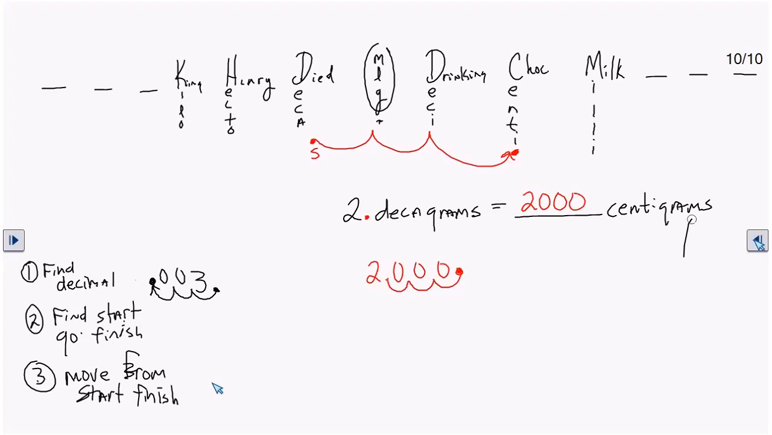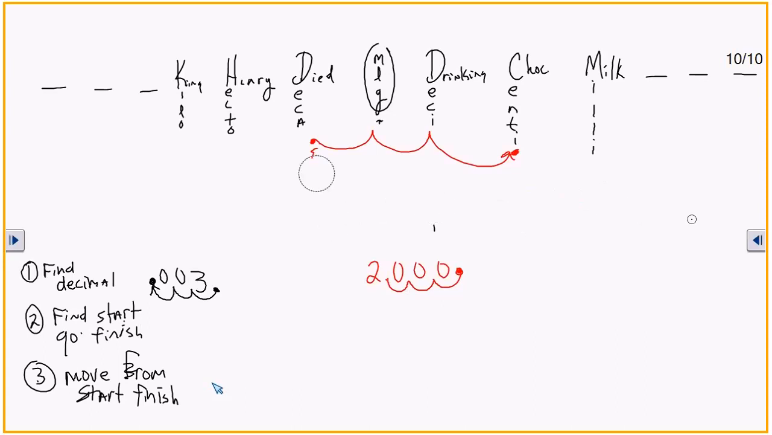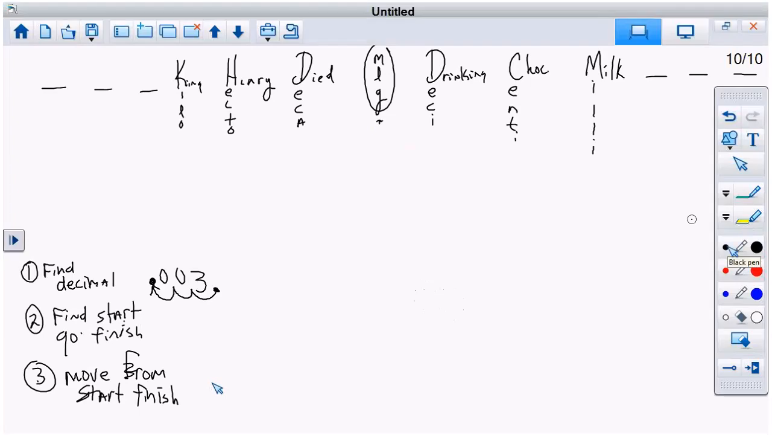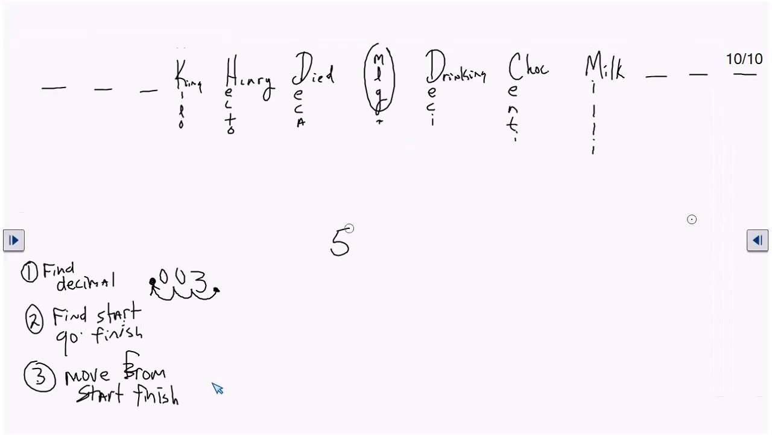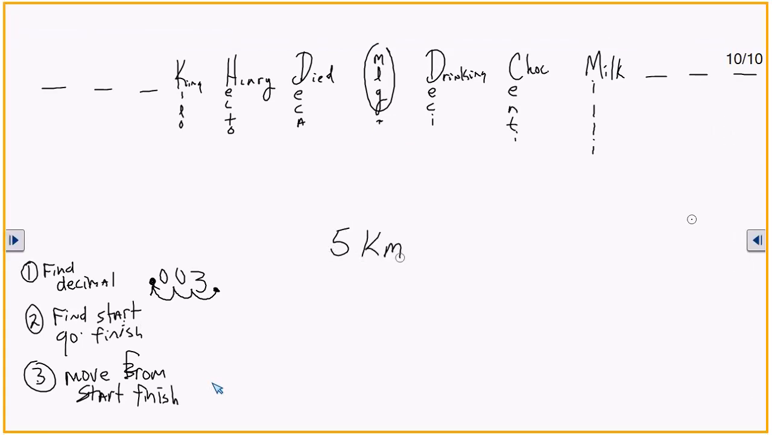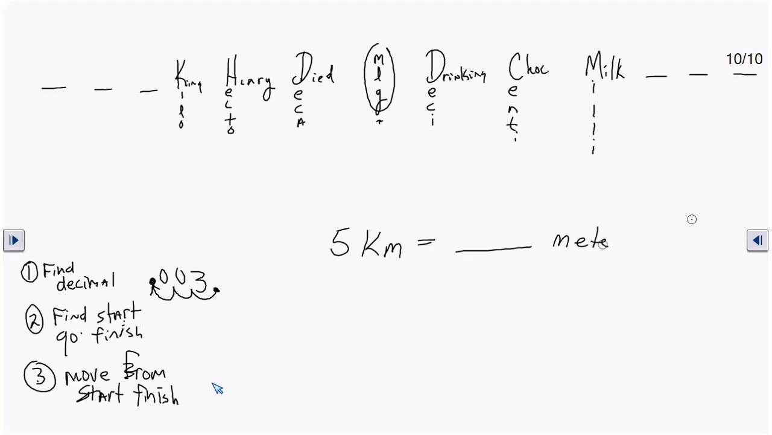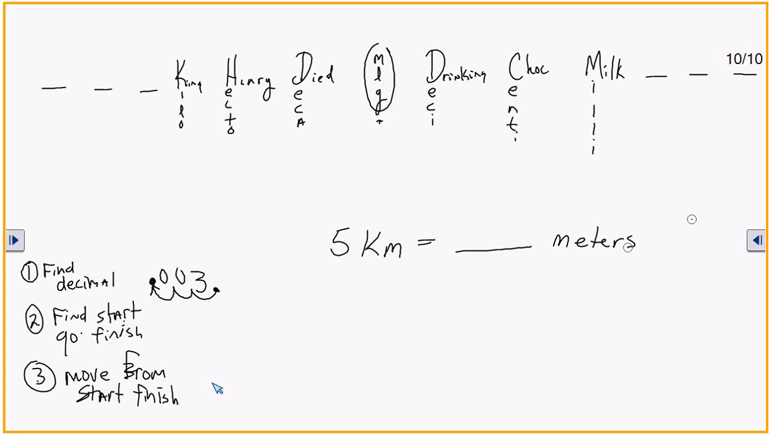I'm going to let you do this one. Pause the video and you do this one. Let me erase everything. I want you to do 5 kilometers equals blank meters. 5 kilometers. So pause the video and try that problem.